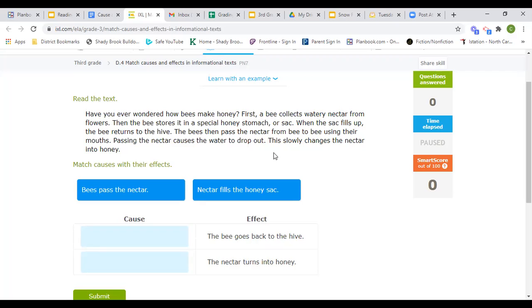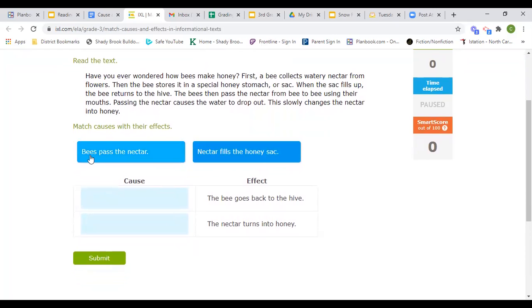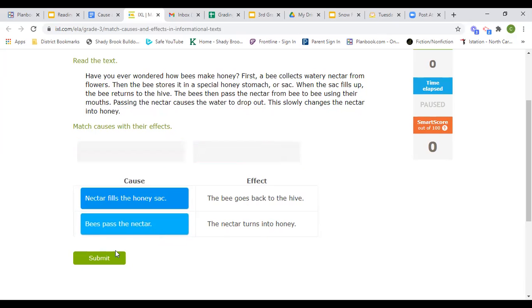We're going to match the cause with their effect. So, bees pass the nectar. Nectar fills the honey sac. So what is the cause? What is the effect? Well, the effect says the bee goes back to the hive. Why would they go back? What would be the cause of them going back to the hive? The nectar filled the honey sac. Very good. The nectar turns into honey. Well, the cause would be bees pass the nectar.